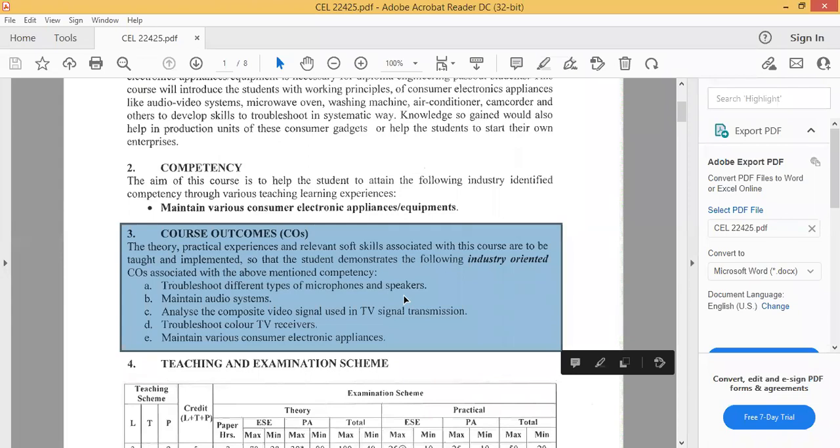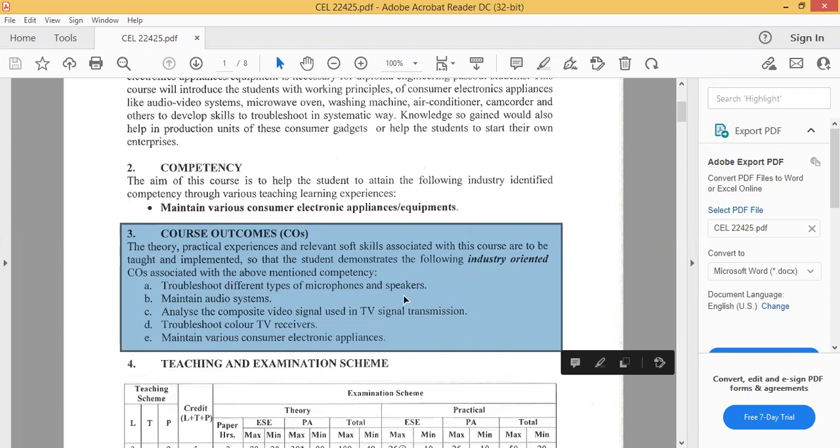All these things, from audio fundamentals to recording of audio and up to giving that sound wave or audio to the speaker, this whole process is nothing but the troubleshooting of different types of microphones and speakers. So all these things you'll learn under unit number 1.